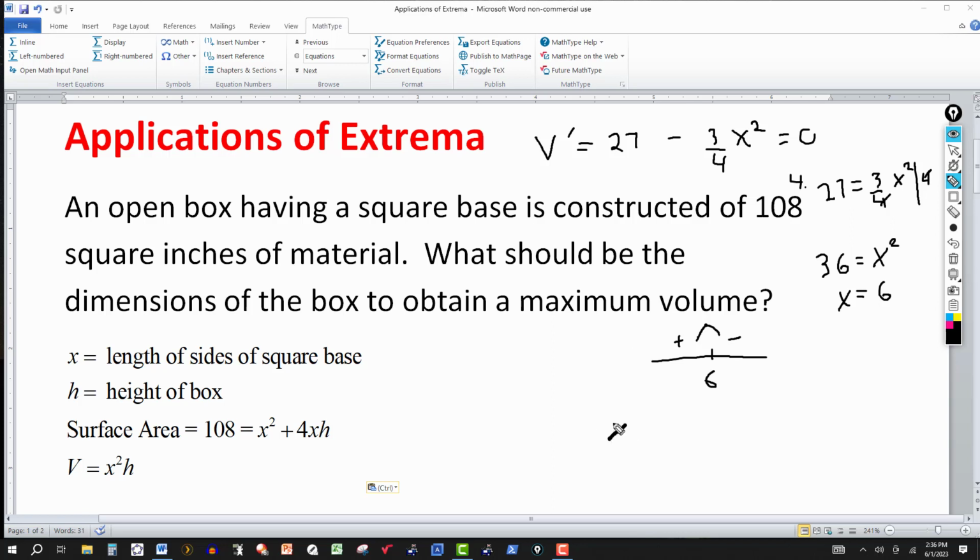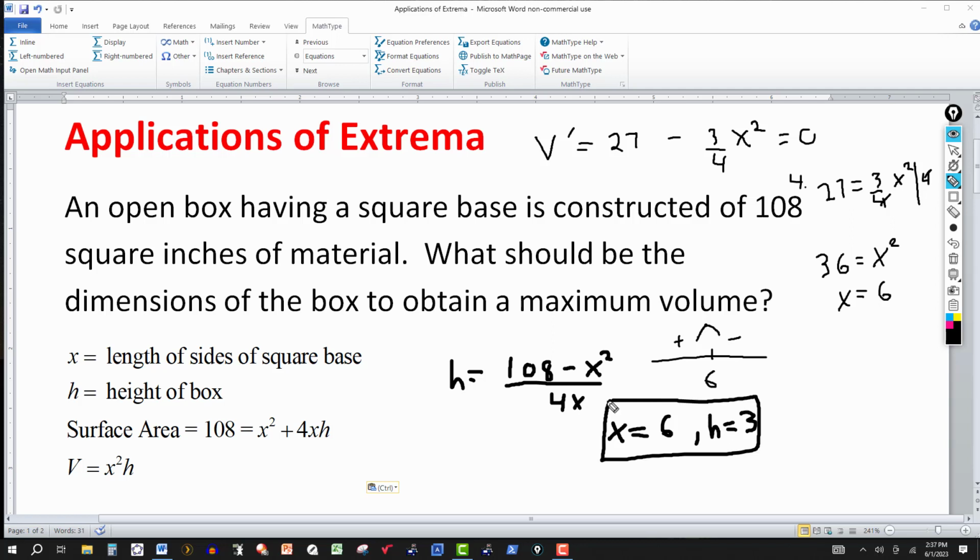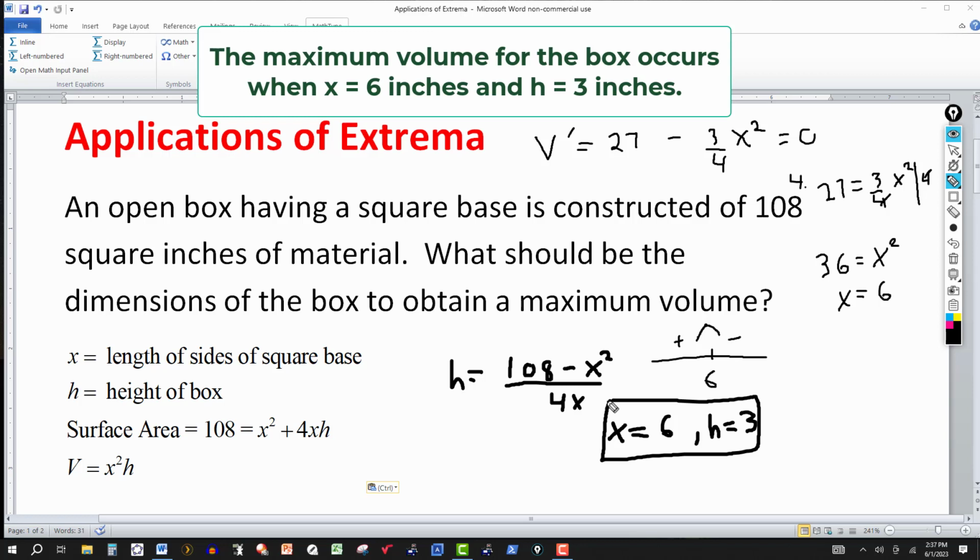So x should be 6. And for h, we have the formula h is equal to (108 minus x squared) over 4x. So plug in 6 where I have the x there: 108 minus 6 squared is 36, divided by 6 times 4, which is 24. And then we get h is equal to 3. So those are the dimensions of the box. It's going to be 6 by 6 for the base, and the height will be 3.